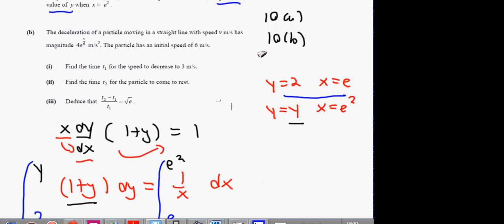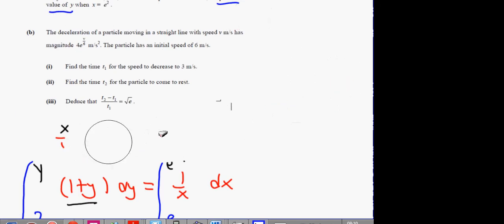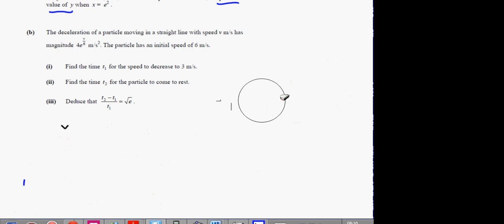Now, part B looks difficult. The deceleration of a particle moving in a straight line with velocity v has magnitude 4e to the v over 6, and the particle has an initial speed of 6. Find the time t1 for the speed to decrease to 3. Part 2, find the time t2 for the particle to come to rest. Deduce that t2 minus t1 all over t1 is root e.